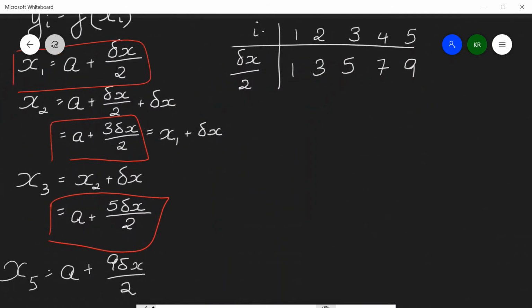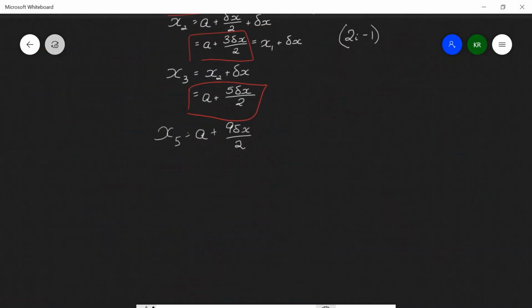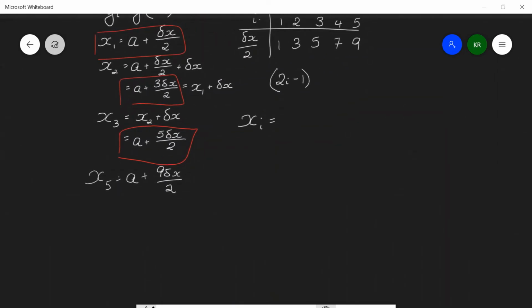So, well, what's the equation for this? What's the nth term, the ith term, I should say, in the sequence? Well, it's just 2i minus 1, right? So the number of delta x's over 2 is going to be 2i minus 1. So xi, we can say, is going to be a plus 2i minus 1 lots of delta x all over 2.